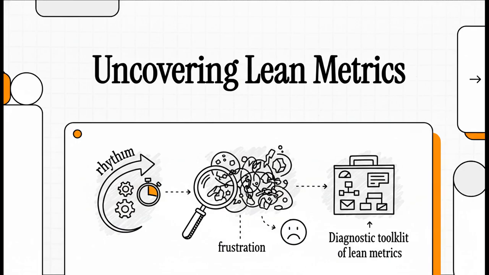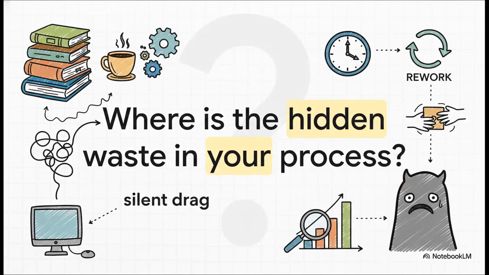You see, every single business, every process, it has this hidden rhythm, this pulse of efficiency. But it also has hidden friction, right? This invisible waste that just gums up the works and frustrates customers. So our job today is to uncover it. We're going to arm you with a diagnostic toolkit of lean metrics that will let you see your workflow in a totally new light. So let's just start with the big question.